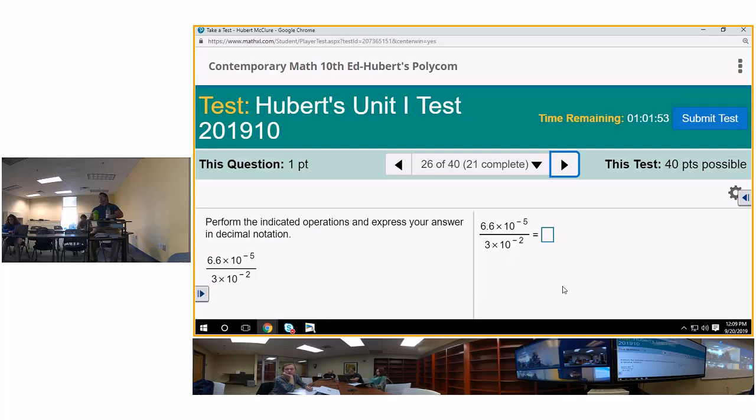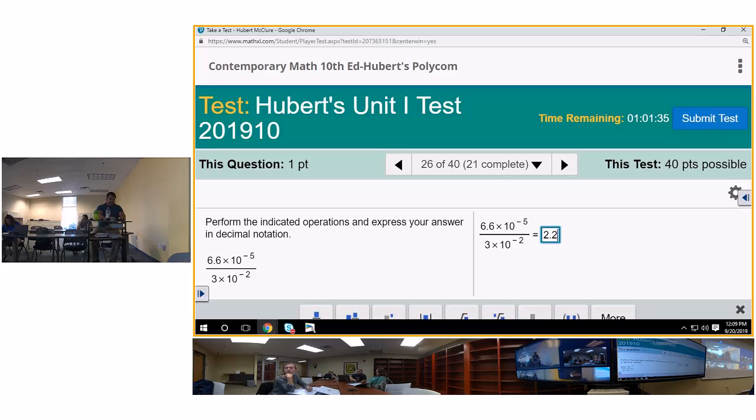Okay, write that one down. We did several of these in class. 6.6, and I've already done one on the test like this one. 6.6 times 10 to the -5, divided by 3 times 10 to the -2. We can do that one. 2.2, shift, or control, shift 8, 10, shift up.